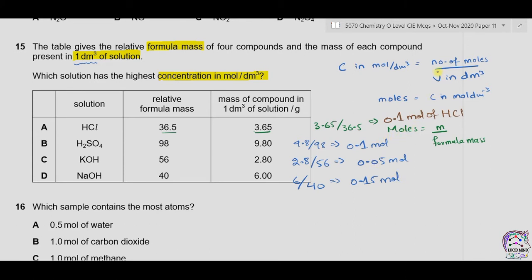As the volume in decimeter cube is 1 for each of these 4, the concentration will be the same as the number of moles. We can see that the greatest number of moles is present in sodium hydroxide, so the concentration would be 0.15 mole per decimeter cube, and it is highest among these 4. The answer is therefore D.